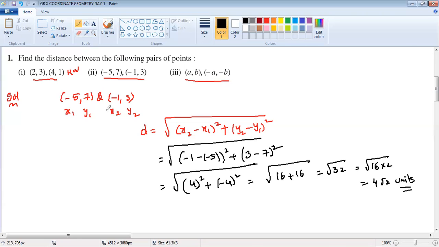What we have taken is x2 minus x1, and in all this you should be very careful with the calculation. That's all. Question number B, you take it as homework. Sorry, question number A as homework, and we'll go for question number C.